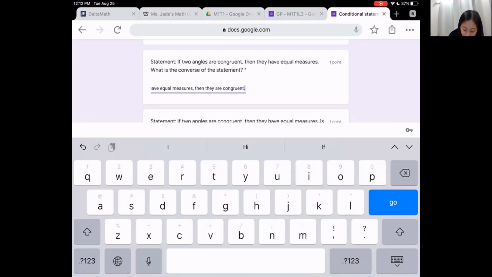Okay, so let me go over that one more time. Capital I for if two angles have equal measures, comma, then they are congruent, period. So all we did was we switched the statement and the hypothesis, and you guys are getting really good with that, so proud of you. Good job.